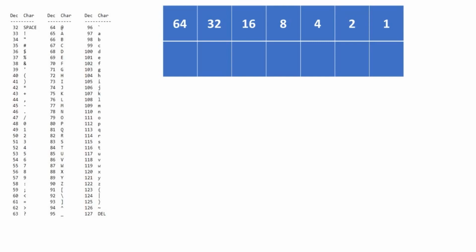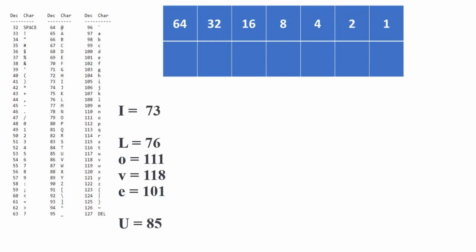1 times 2 is equal to 2. 2 times 2 is equal to 4. Ganun yun. Lahat na sila ay times 2. So, for example, I love you. We will translate into binary. I love you. So, I is equal to 73. L is 76. O is 111. V is 118. E is 101. U is equal to 85.